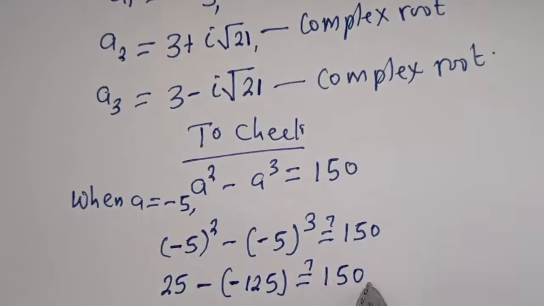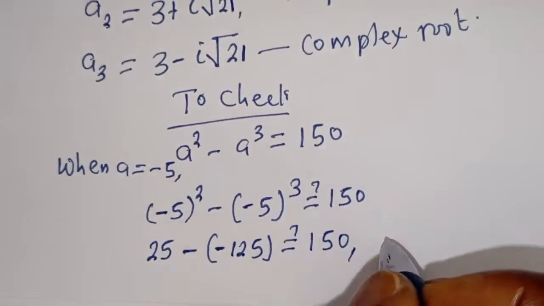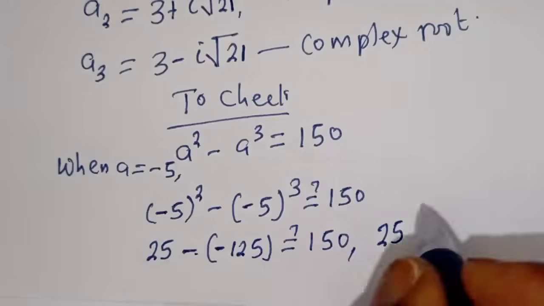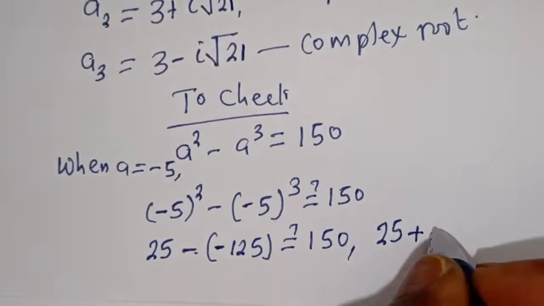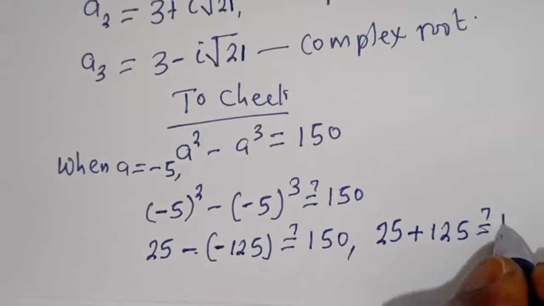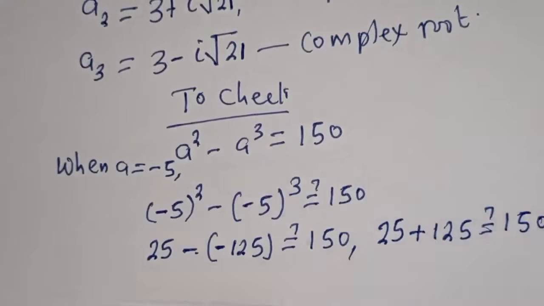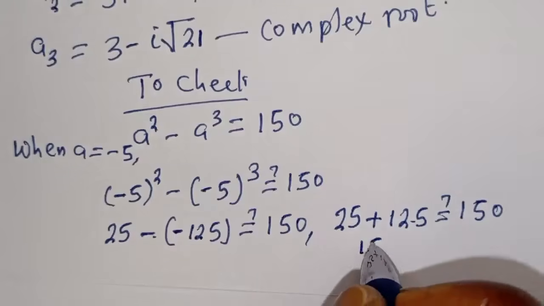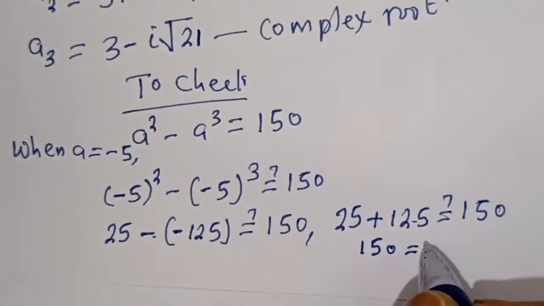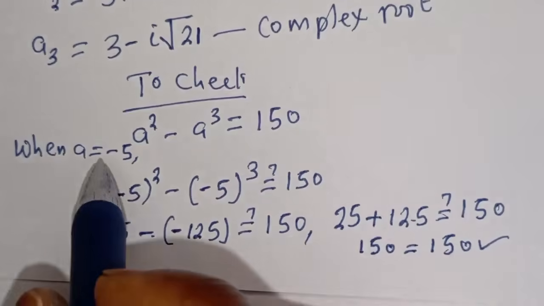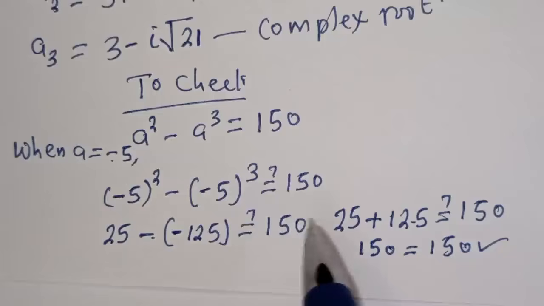Then here we have 25 minus times minus, that is plus 125, must be equal to 150. Now 25 plus 125, this is 150, is equal to 150, which is true as a is equal to minus 5.